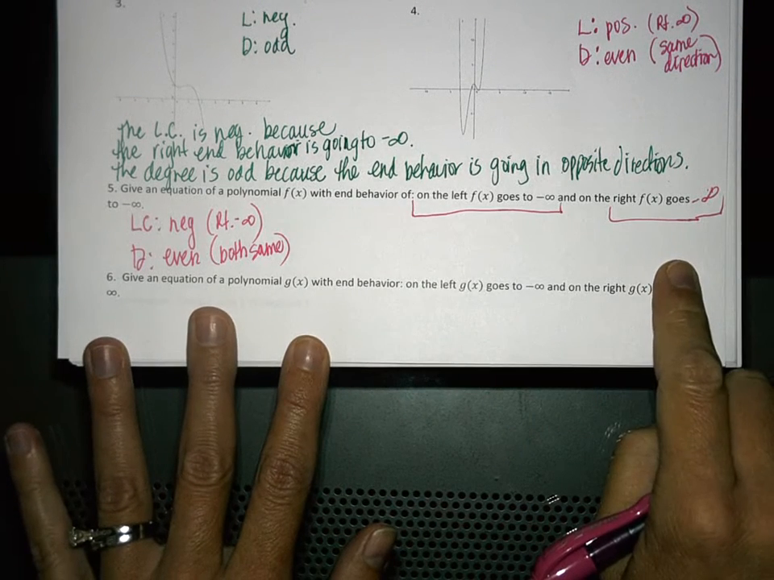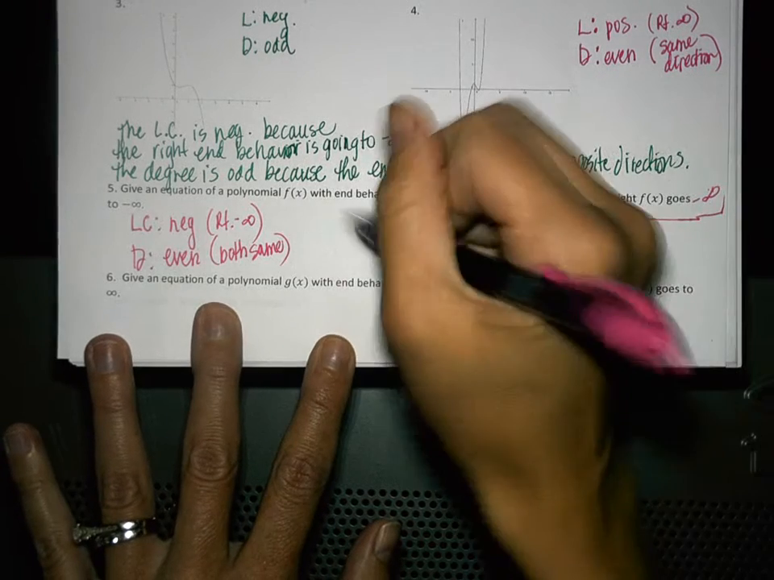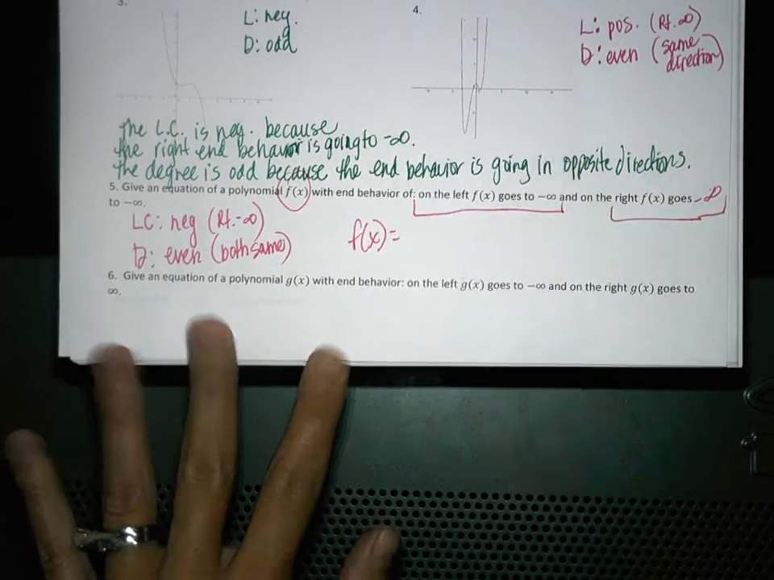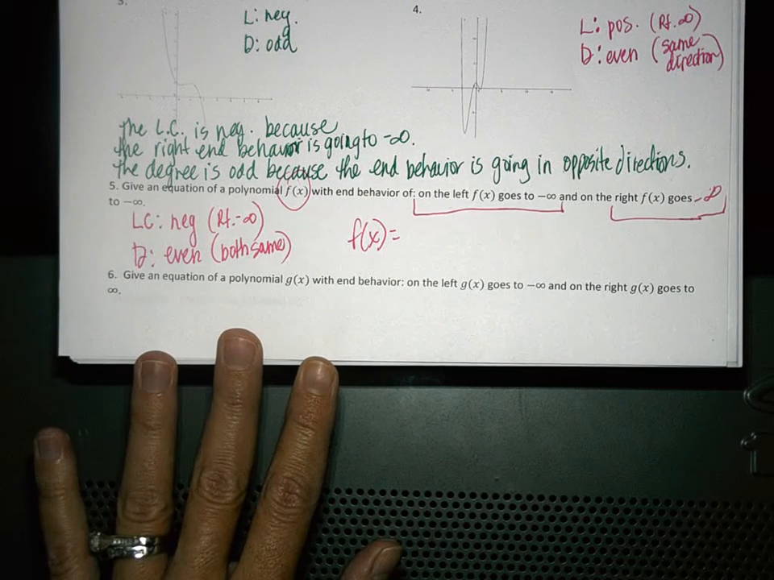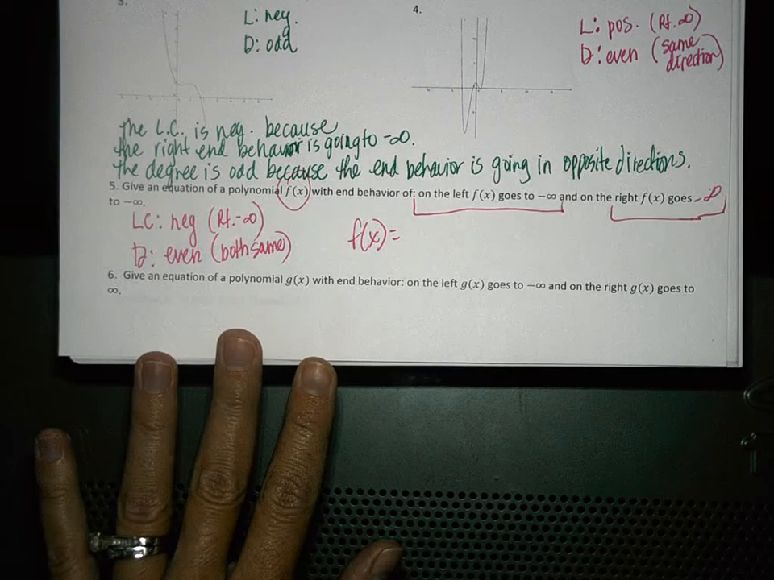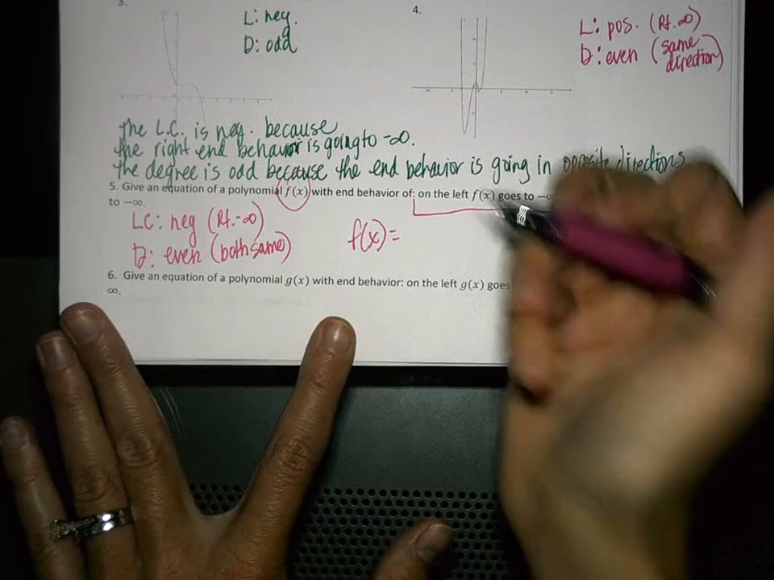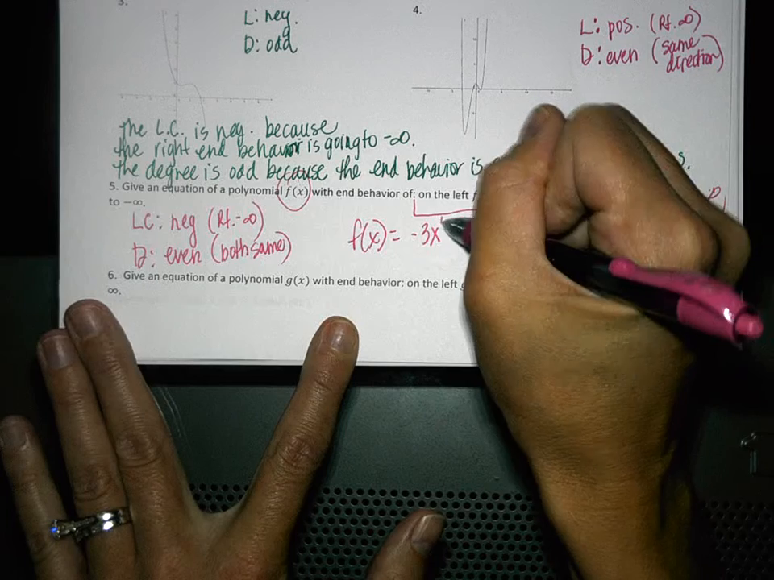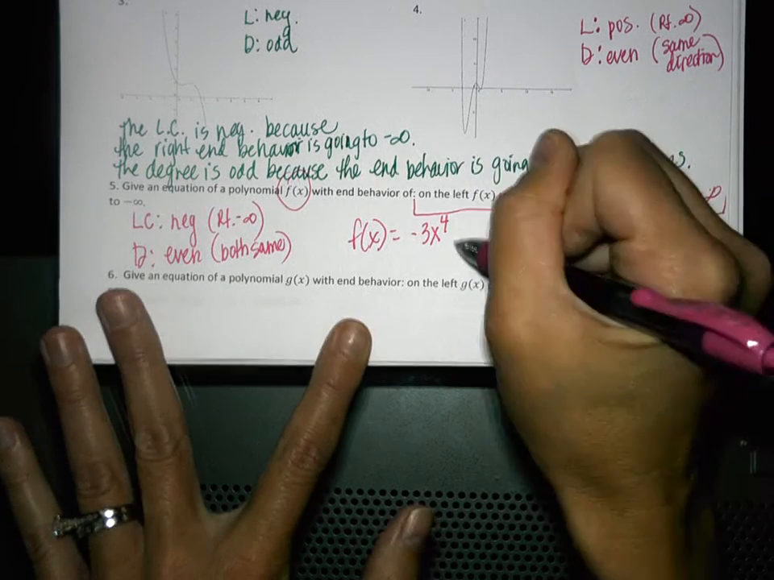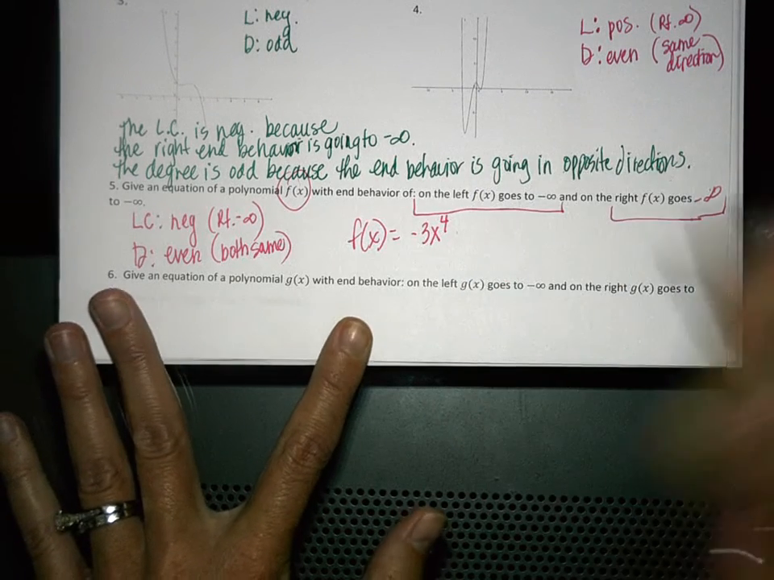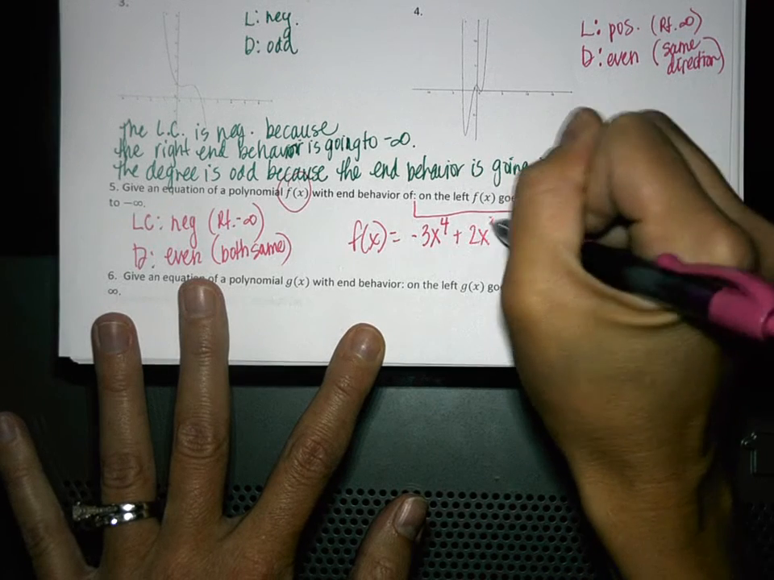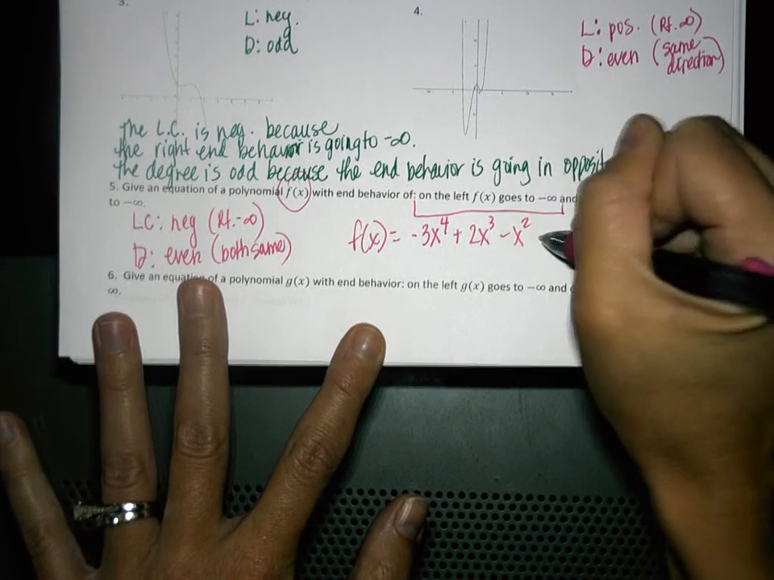Okay? So I'm just going to write, because they're saying f of x, so I'm going to go f of x equals, my leading coefficient needs to be negative, and my degree has to be even. So I could go negative 3x to the 4th, and then you could make up anything else here. Or I could leave it just this way. Or I could put plus 2x to the 3rd minus x squared plus x plus 1.